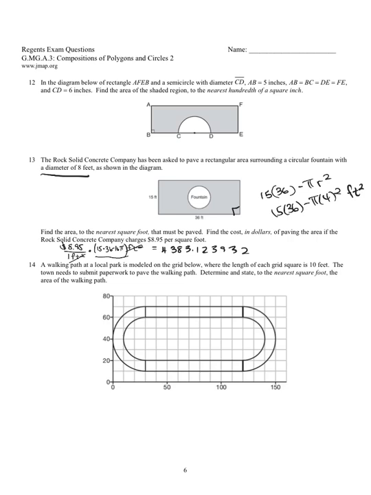And we want to find the cost in dollars. So the cost in dollars to pave this would be $4,383.